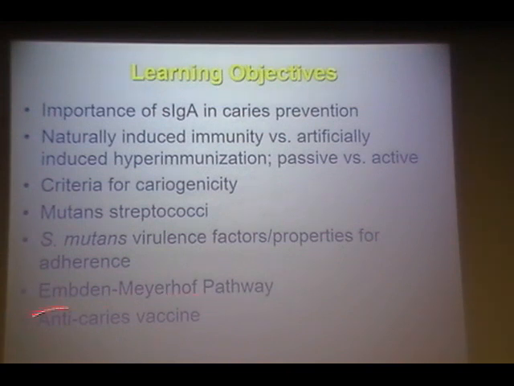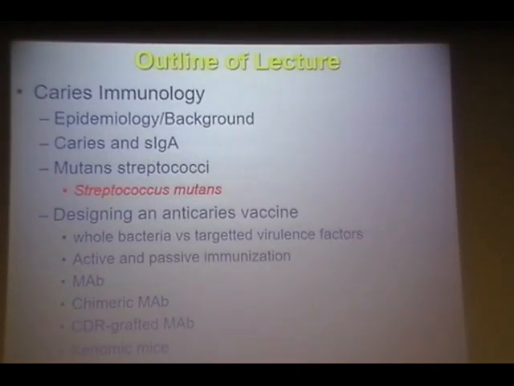And then, I'm not going to be talking about this. All right? That's from 34 on. We'll talk about the epidemiology, caries and secretory IgA, mutans streptococci in general, strep mutans. A little bit about designing an anti-caries vaccine.